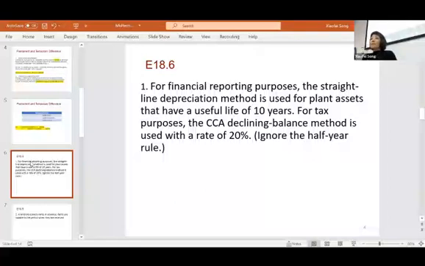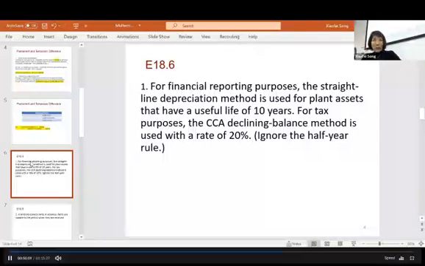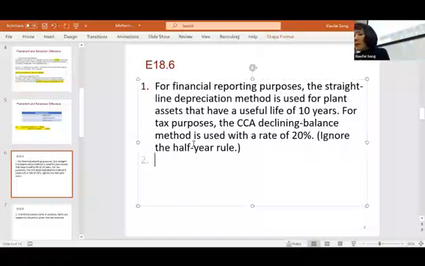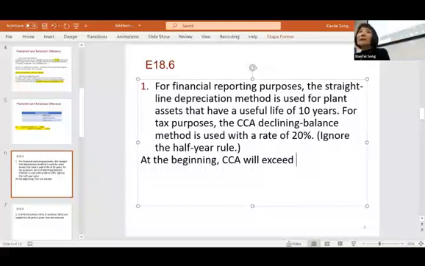Okay, so given the information, 10 years using the straight line, your depreciation rate will be 10%. Right? So for accounting purposes, you deduct 10%. For tax purposes, you deduct 20%. So in year one, you will deduct more for tax purposes than for accounting purposes. And so that's a difference, right? So at the beginning, yeah, CCA will exceed depreciation.